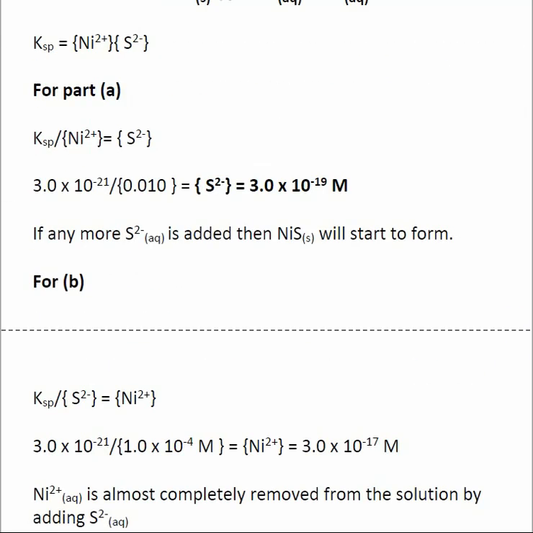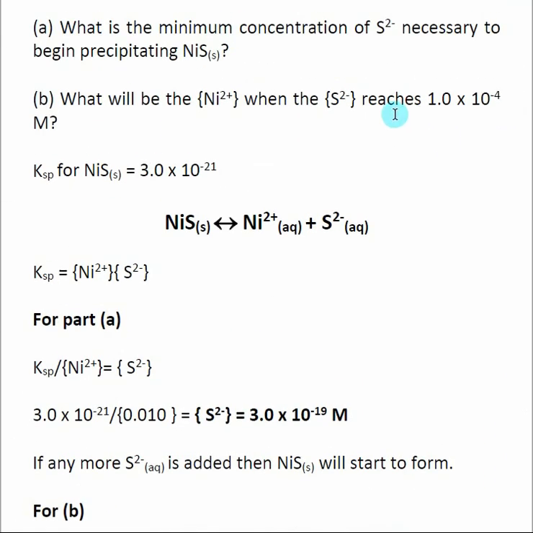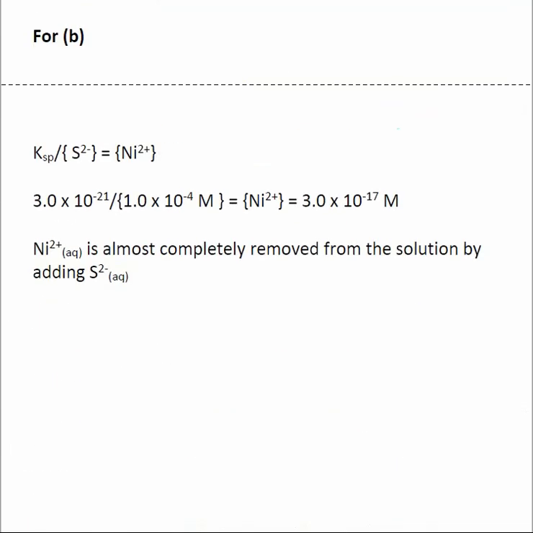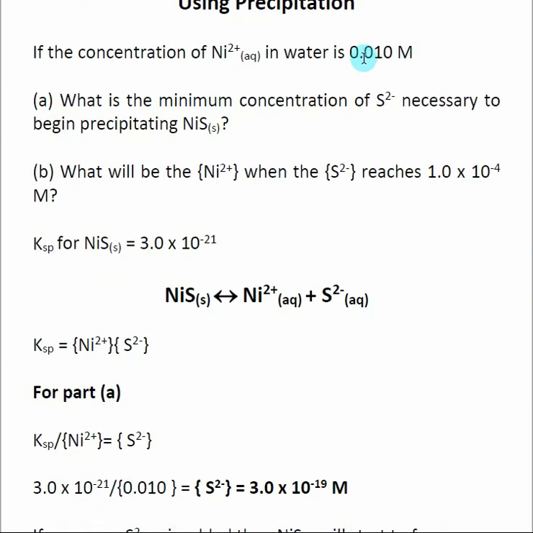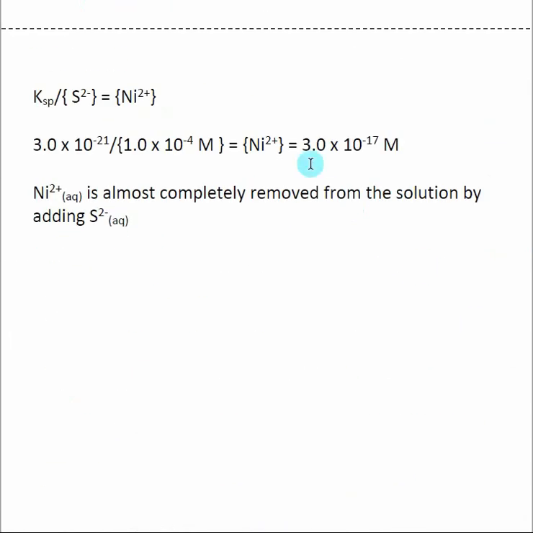So remember, the concentration of S2 minus was given up here, and what we solve for is the concentration of nickel 2 plus that will be in solution after the precipitation occurs. So KSP divided by the concentration of S2 minus gives me the concentration of nickel 2 plus that's left over, which is 3.0 times 10 to the minus 17th. So this is a very small amount. So remember, we started with 0.01 molar, and by adding in a relatively large amount of S2 minus, we have almost completely got the nickel 2 plus to be removed from this solution.